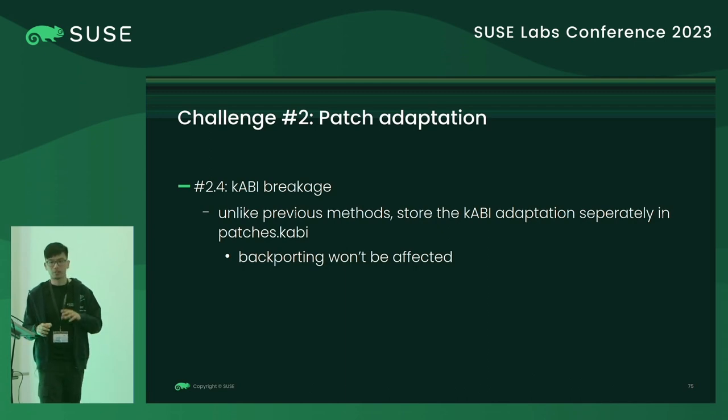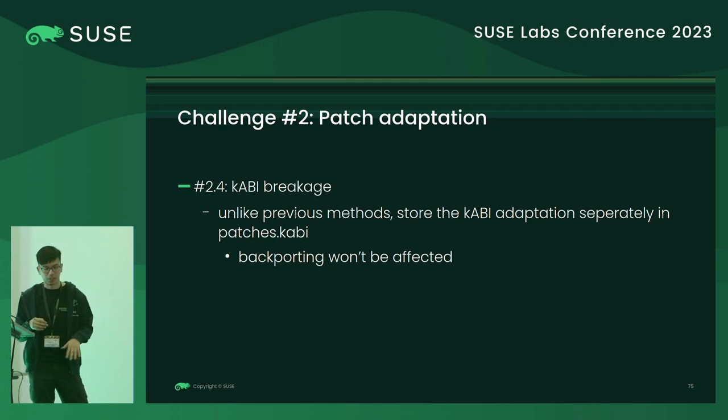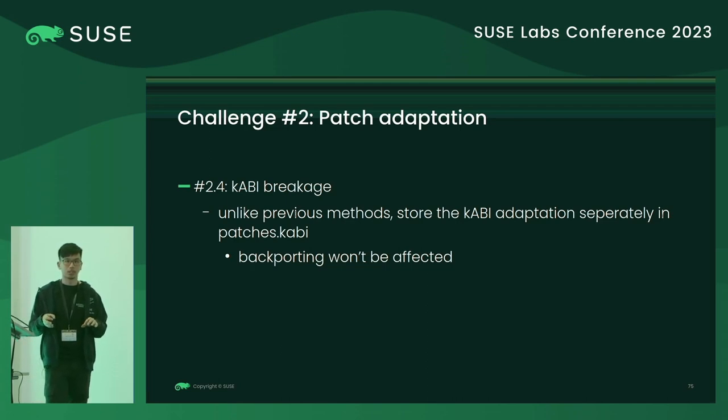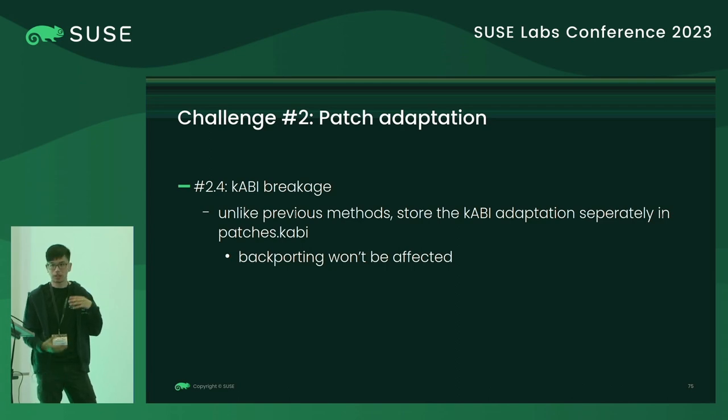And unlike the previous method where we change the patch itself, to deal with the KABI breakage we actually do something different. We store the KABI changes within the patches KABI folder, and those are applied at the very end of the series. The good thing about this is that if you modify some patch for KABI, then the patches that come after it that you want to backport will also get affected, and it just goes all the way down. So I think putting the KABI patch last, separately, is a really good strategy that keeps backporting hopefully easier.